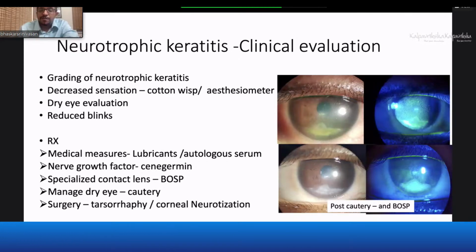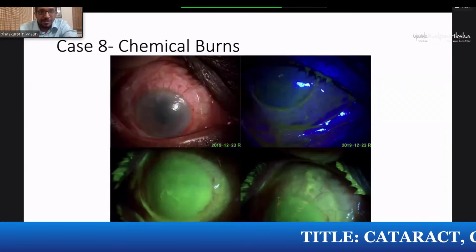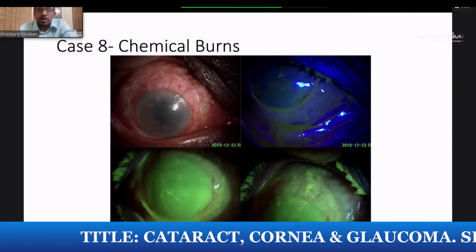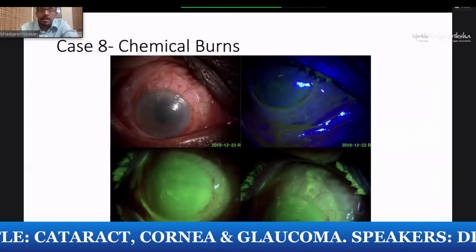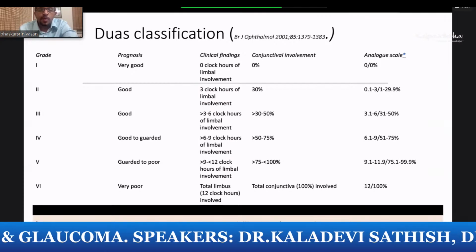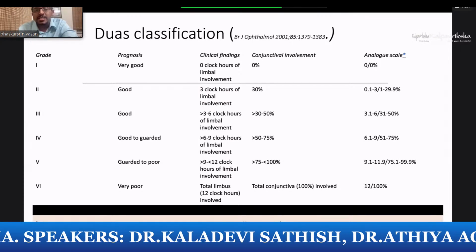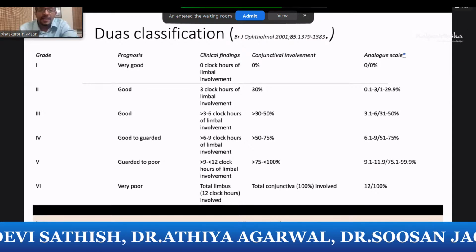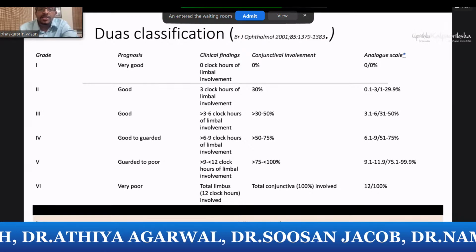Surgery in terms of tarsorrhaphy or corneal neurotization is also an option in these patients. Patient with chemical burn: when you're looking at an acute burn, you need to grade the burn accurately. Dua's classification is the most appropriate at this point of time, which tells us about the extent of limbal defect, extent of conjunctival defect, and you grade the disease based on the extent of limbal defect.